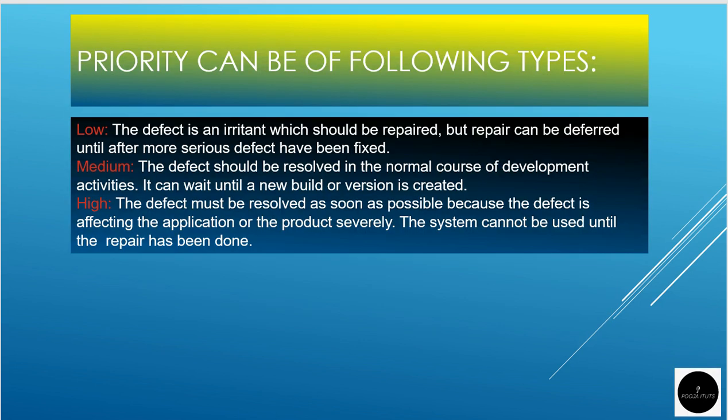So priority can be of following types: low, medium, and high. Low. The defect is an error which should be repaired, but the repair can be deferred until after some more serious defects have been fixed. Medium. The defect should be resolved in the normal course of development activities. It can wait until a new build or version is created. High. The defect must be resolved as soon as possible because the defect is affecting the application in the product sphere. The system cannot be used until the repair has been done.